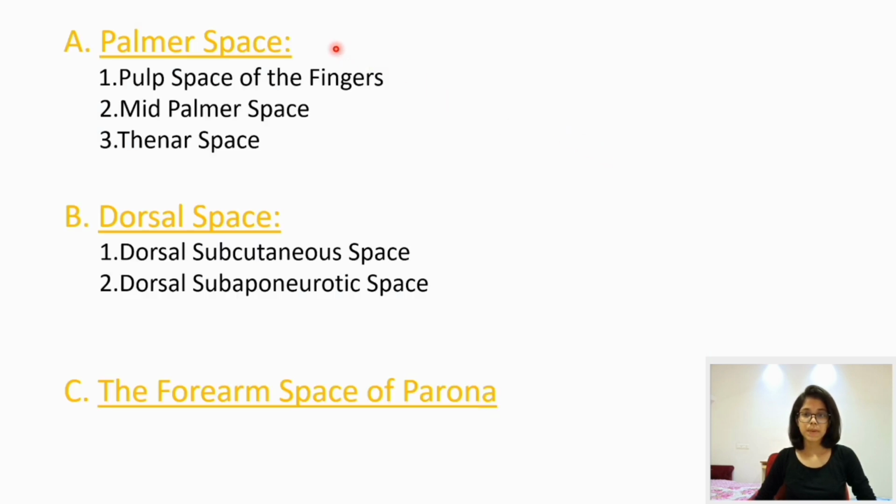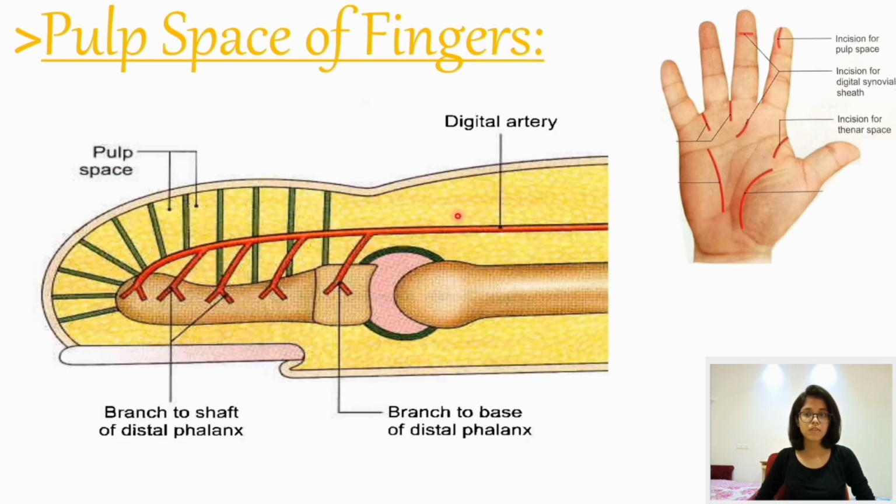Now the spaces that we are going to study in detail here are palmar space, that includes pulp space of finger, mid-palmar space and thenar space, dorsal spaces that are subcutaneous and subaponeurotic, and the forearm space of Parona. First, coming to pulp space of fingers.